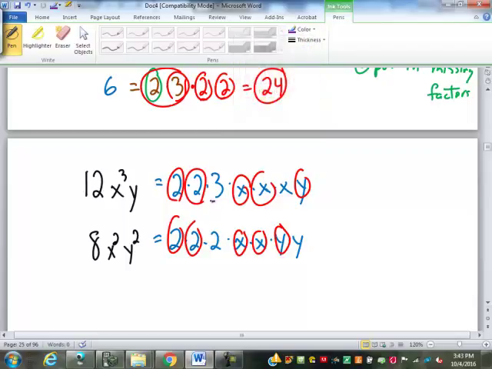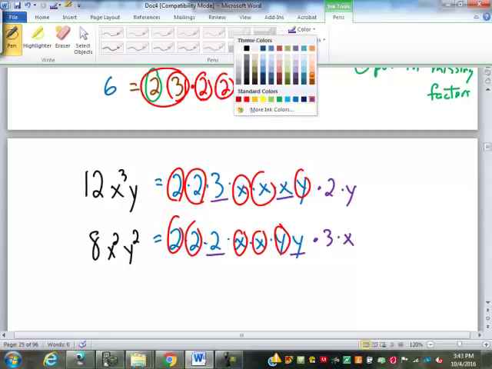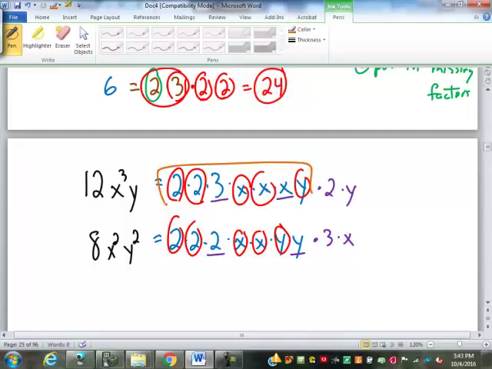So this one up here has the extra 3 in the x. So I'm going to multiply by 3 and x down here. This one down here has the extra 2 and a y. So we multiply by 2 and y up here. So this, of course, is just our original number, the 12x to the third y. So 12 times 2 makes 24. X to the third and y times y is y squared.